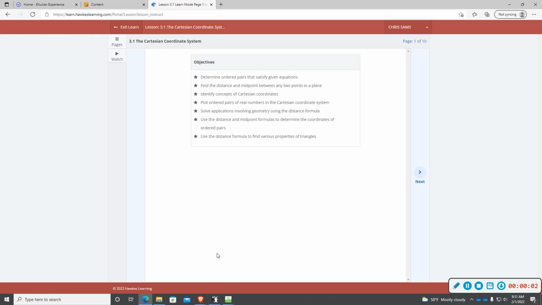Okay, today we're looking at section 3.1, the Cartesian coordinate system, and I'm going to do an overview and thumb through the textbook. I do think it's important that you go through the text and the Learn section and see the formulas. I'm just going to breeze through it. There's 10 pages. These are the objectives that we're going to be working toward completing as we go through this section.